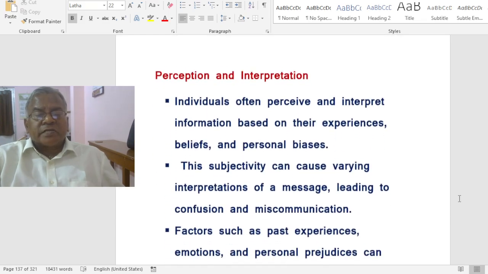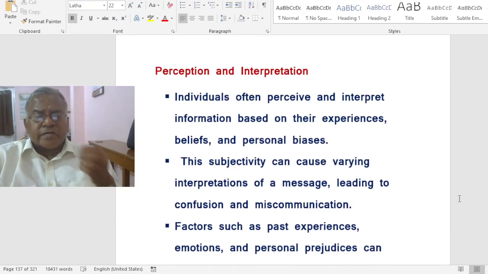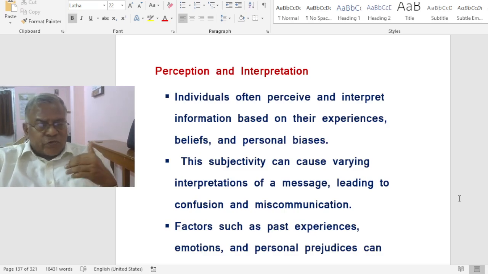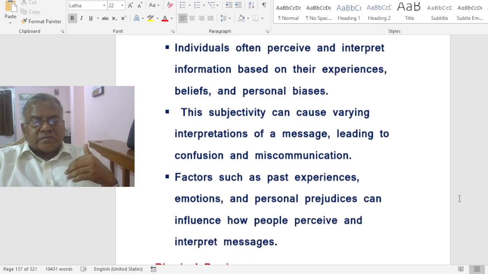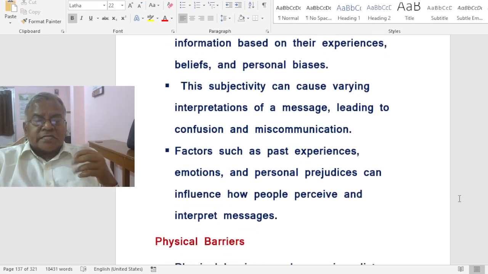Perception and interpretation. Individuals often perceive and interpret information based on their experiences, beliefs, and personal biases. This subjectivity can cause varying interpretations of a message, leading to confusion and miscommunication. Subjectivity means a little bit of selfishness, no? I have my own views, right? That is called subjectivity. Factors such as past experiences, emotions, and personal prejudices can influence how people perceive and interpret messages.